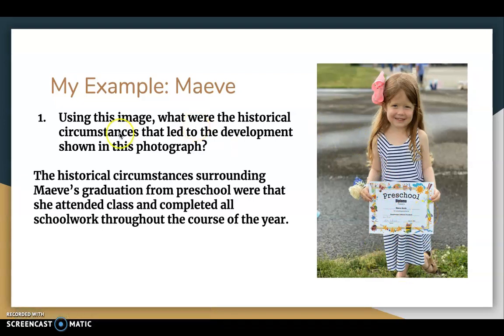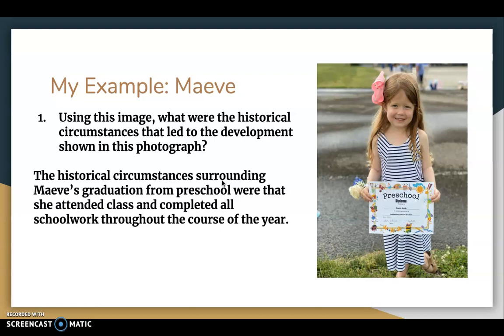Now, the historical circumstances surrounding Maeve's graduation from preschool were that she attended class and completed all of her schoolwork throughout the course of the year. That's what led to her graduating. The fact that she went to school, she did all of her work, she hit certain benchmarks, and she was able to graduate from preschool. So this is a very simple example of historical circumstances, okay? What led to her graduating from preschool.